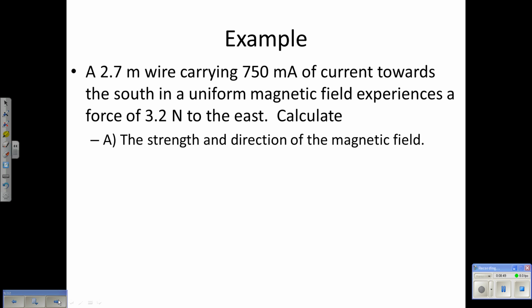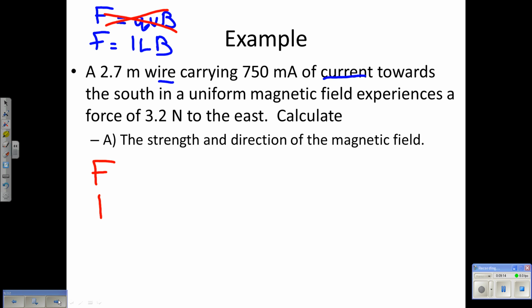Now we've learned 2 equations. I'm going to use the simplified version: F equals QVB, and F equals ILB. Now, we have a wire carrying a current, so we know that we're dealing with the force that has a current in it. So we're going to have 4 possible variables: F, I, L, B. So let's see what we can fill in. A 2.7 meter wire. That's our length.